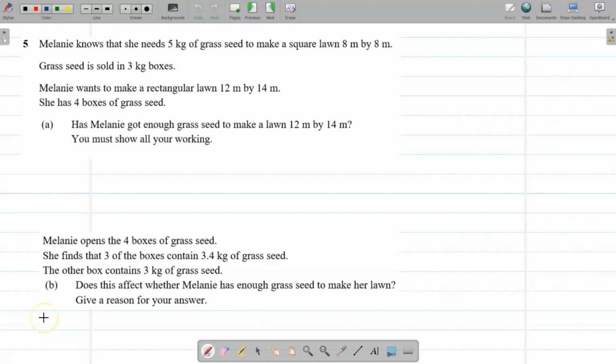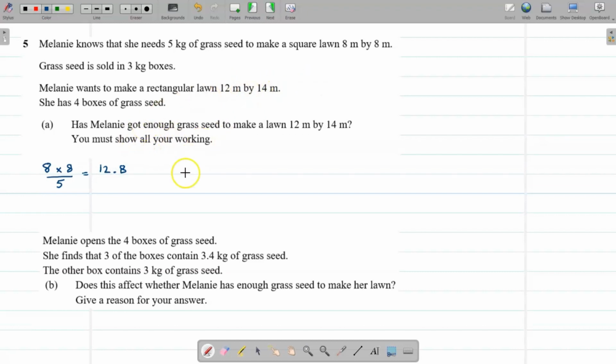Okay, quite a lot of reading to do in this question before you start, but basically we know that an area of 8 by 8 is covered by 5 kilograms of grass seed. So what I'm going to do is start with that. 8 by 8 over 5, and that gives me 12.8. So that means that 1 kilogram will cover 12.8 square meters.